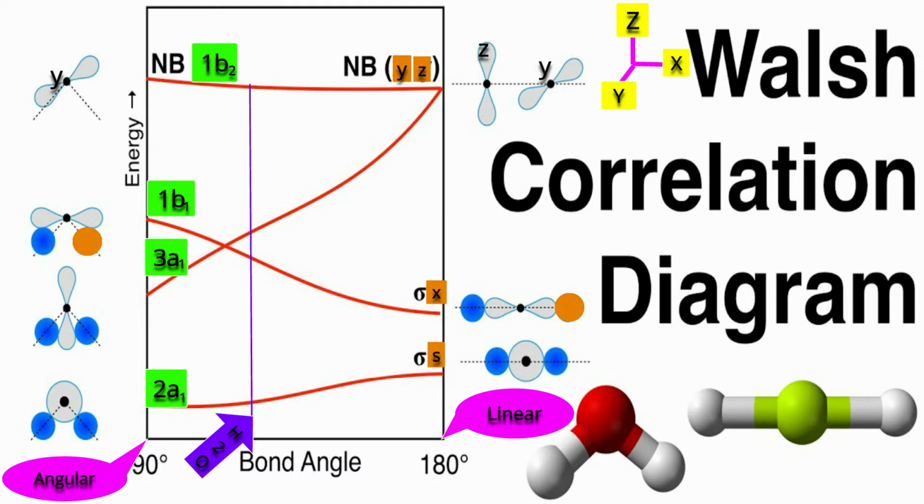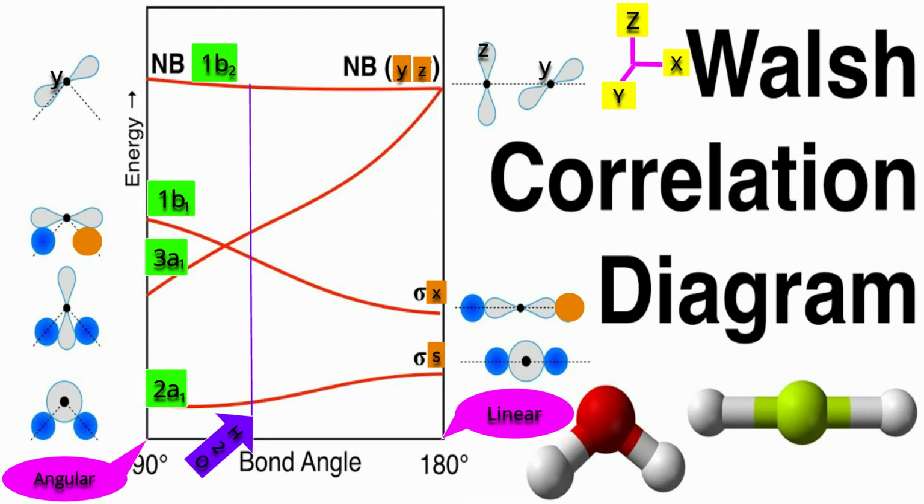If I consider H2O, one bond angle will be there. If I consider CH2, another bond angle will be there. NH2 minus, another bond angle will be there. We are focusing now on the variation in energies of molecular orbitals, from a linear molecule say BH2 to an angular molecule say H2O.